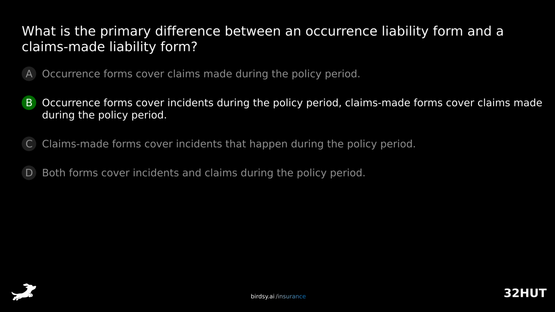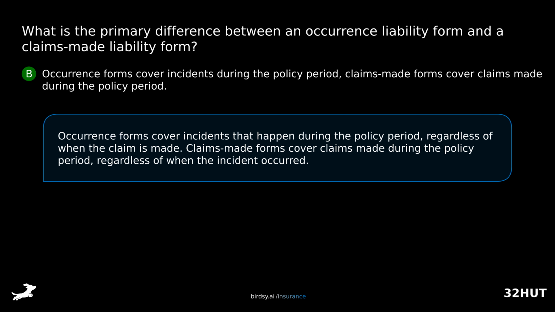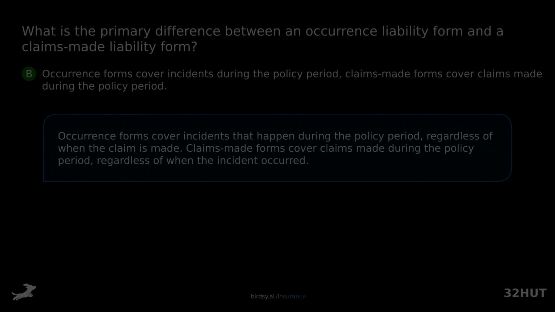The answer is B. Occurrence forms cover incidents during the policy period. Claims-made forms cover claims made during the policy period. Occurrence forms cover incidents that happen during the policy period, regardless of when the claim is made. Claims-made forms cover claims made during the policy period, regardless of when the incident occurred.